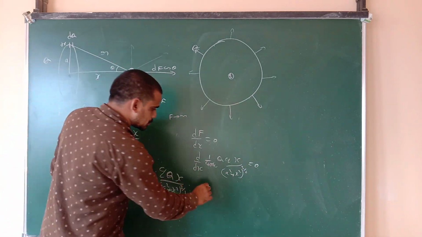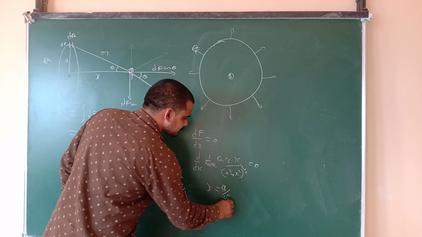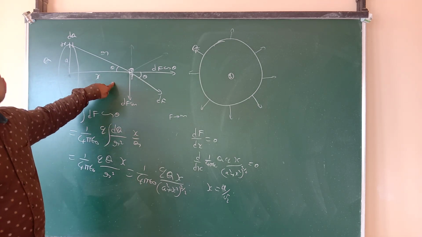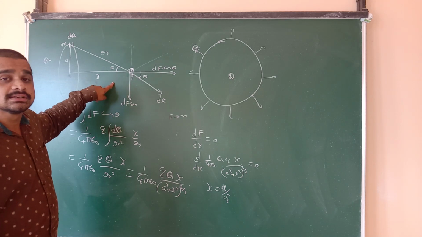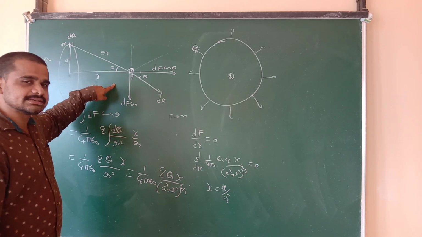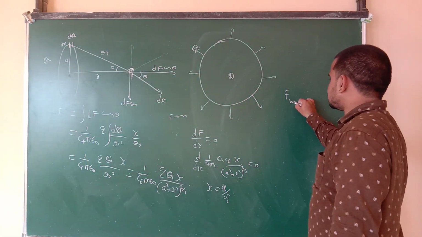I think so. You'll get the x value as a by root 2. How much here? A by root 2. At x is equal to a by root 2, this force becomes maximum. So what is that maximum? Yes, you can get the maximum value here.